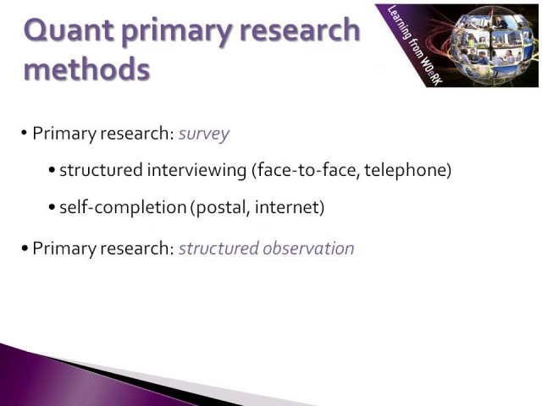Now, if we think about quantitative primary research methods, as we looked at in the first slide, there are two primary quantitative research methods, and these are the survey and the structured observation. Now, the survey method can be delivered in two main ways, through either structured interviewing, that's either face-to-face or via the telephone, and through self-completion. So, for example, a survey that's delivered through the post or completed online. Structured observation is another method of collecting primary quantitative data.